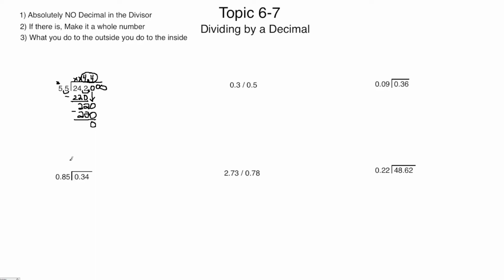Okay, so first step is there can be no decimal in the divisor, but there is. So we have to make it a whole number. So we multiply it by 100, 2 butt cheeks. What you do to the outside, you do to the inside. So the decimal comes right up after the 4. And now we say, can 85 go into 0? Obviously not. Can 85 go into 3? Nope. Can 85 go into 34? No. So now we have to add a 0. You can add 3 zeros if you want.